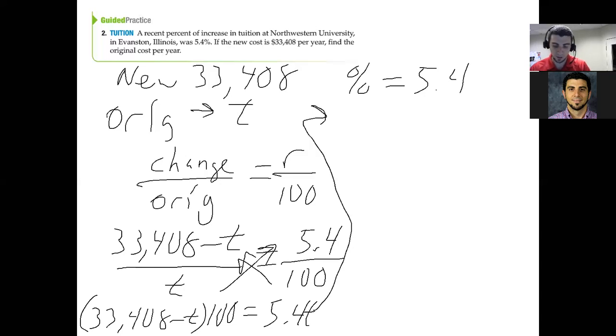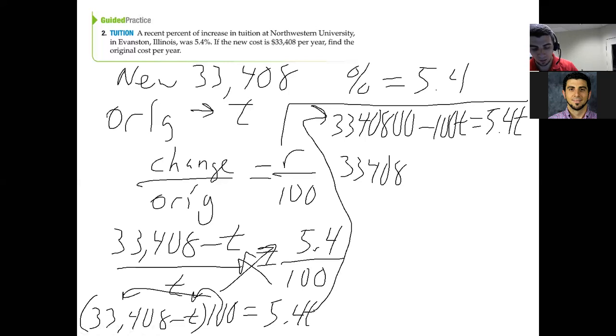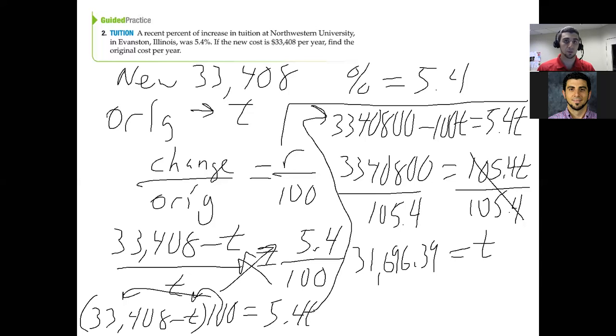Now I'm going to squeeze it up here. So it's going to be, put a line here to divide the problem off, 33,408 minus 100 T equals 5.4 T. Okay, just distributed the 100 to the T and to the 33,408. Add 100 T to both sides. So 33,408 equals 105.4 T. Divide both sides by 105.4. And you get T equals 31,696.39. And that's the original tuition.